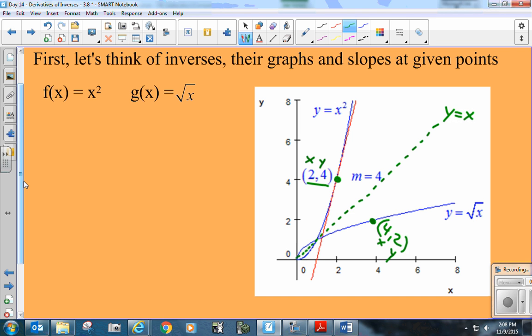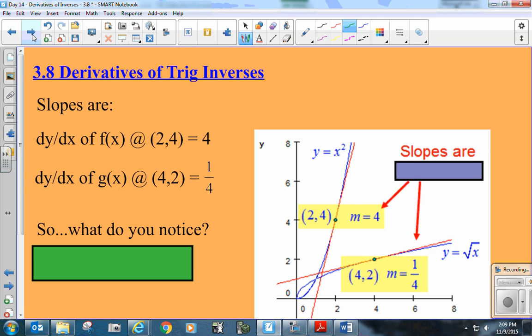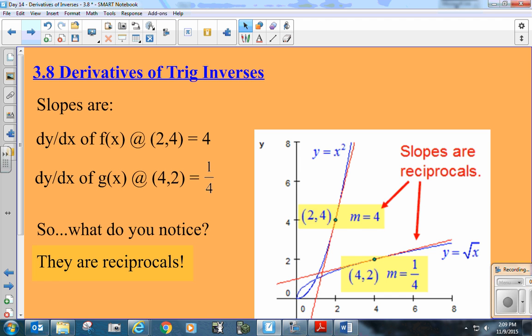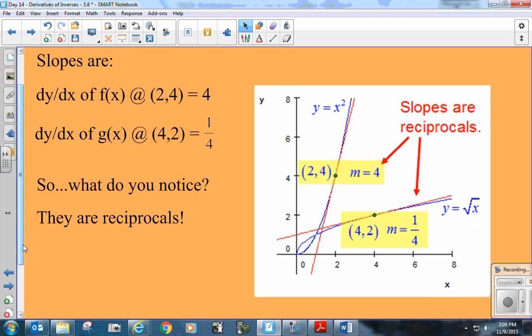Alright? So, if your coordinate flips, so does your slope. So, your slopes are really just reciprocals of each other. Alright? They are literally just reciprocals of each other. For example, right here at point 2, 4, if I were to find the slope of this tangent line, it touches right at 2, 4. That slope has a value of 4. It goes up 4 over 1.